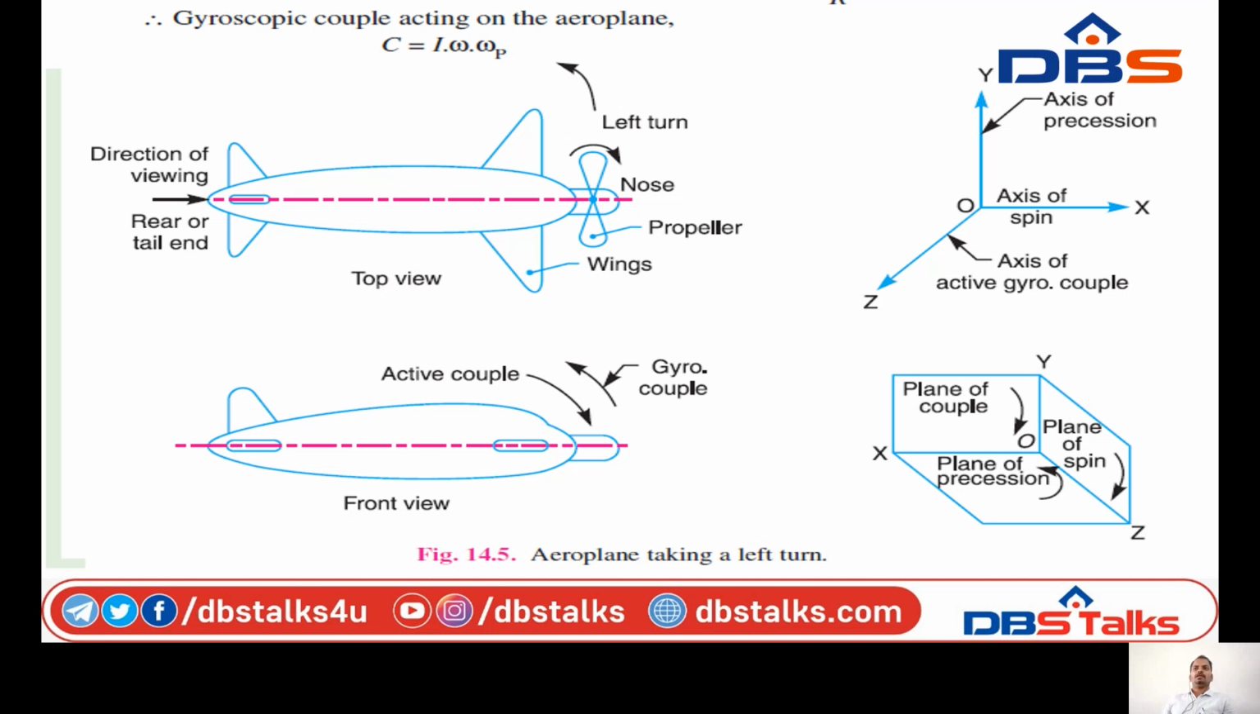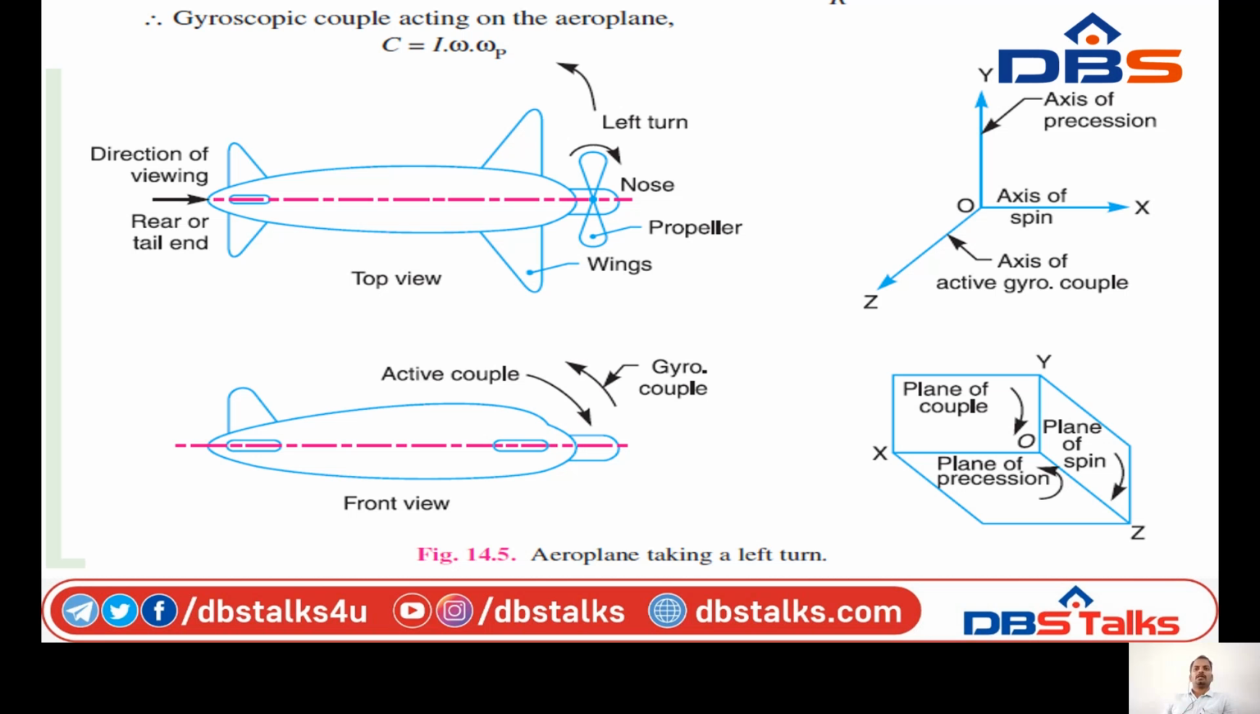So for taking the left turn, whenever the aeroplane is taking the left turn, the effect of the couple is to act in the opposite direction, or anti-clockwise direction. That will result in raising the nose and dipping the tail. So for taking the left turn, the engine or the front portion of the aeroplane is to be raised, and at the same time the back portion of the aeroplane is to be dipped. So this is the main thing.